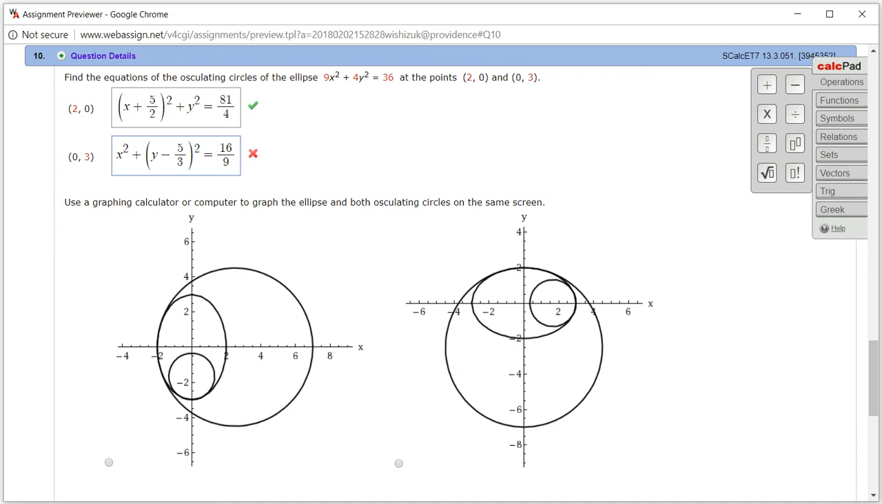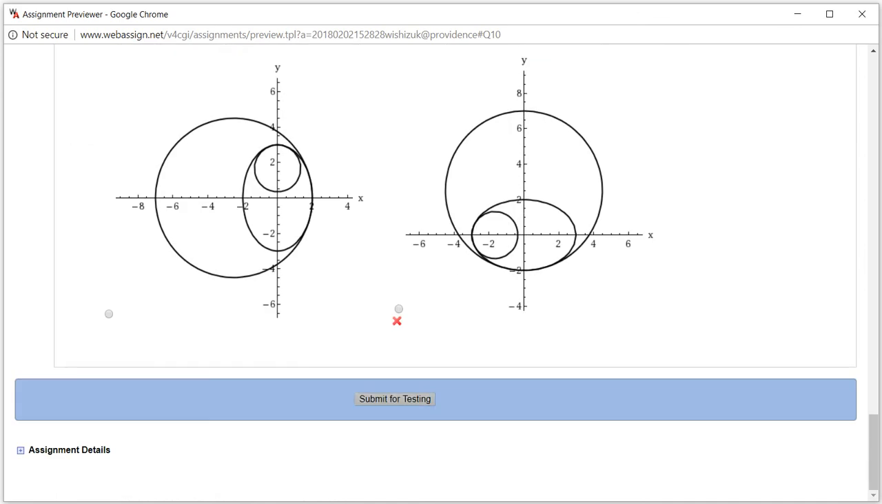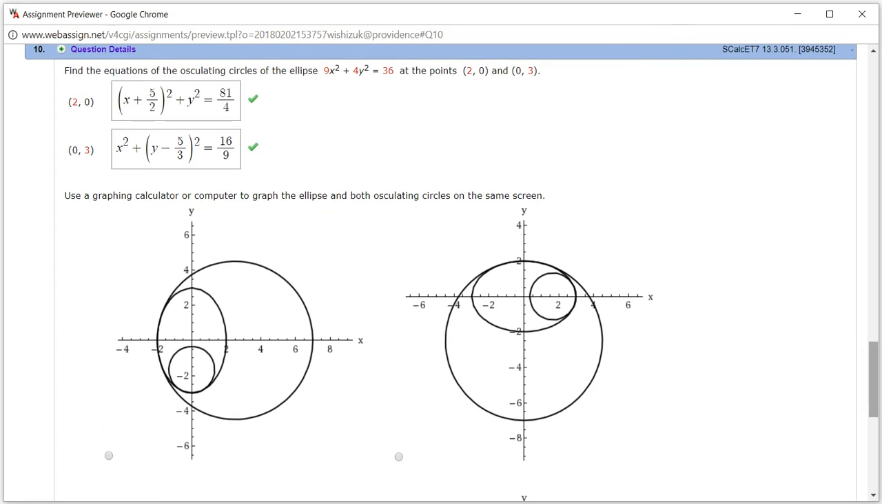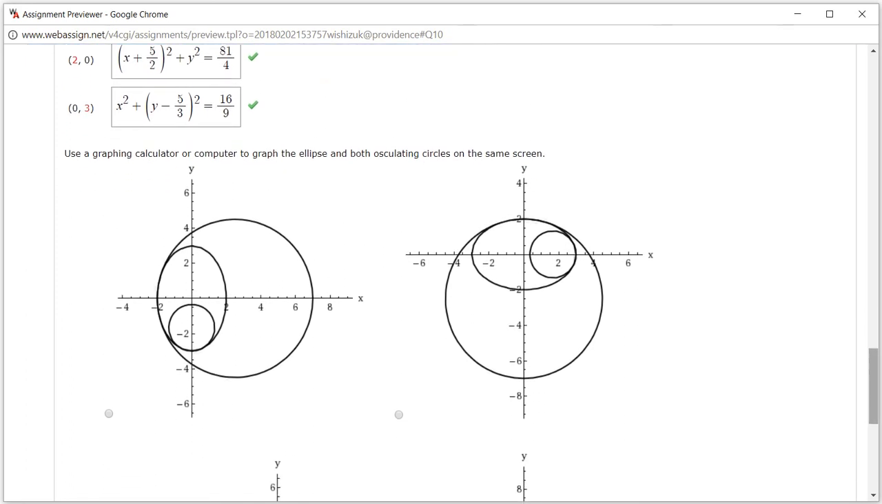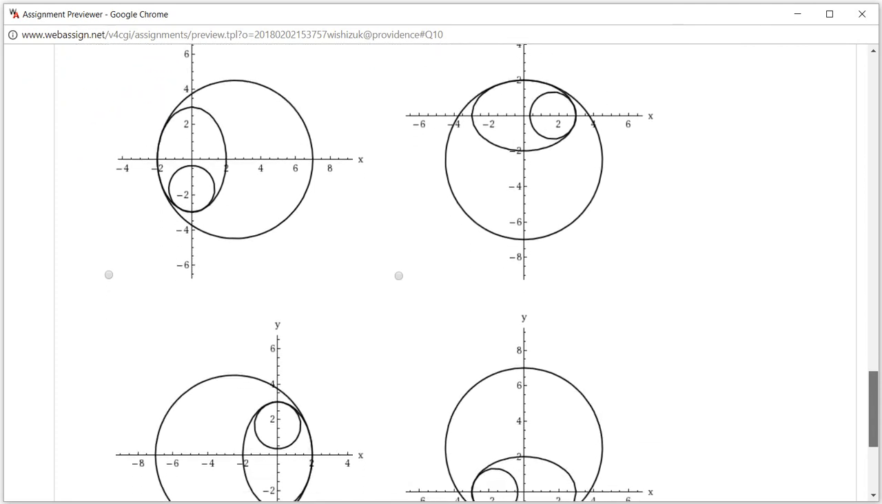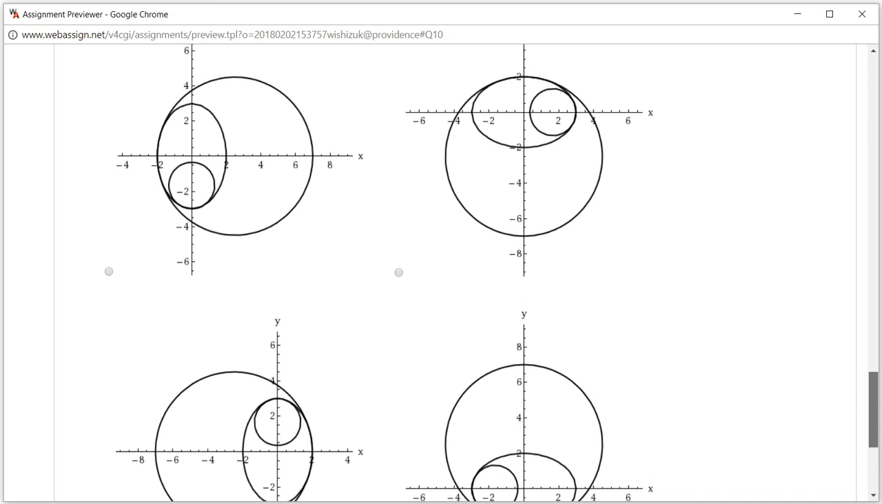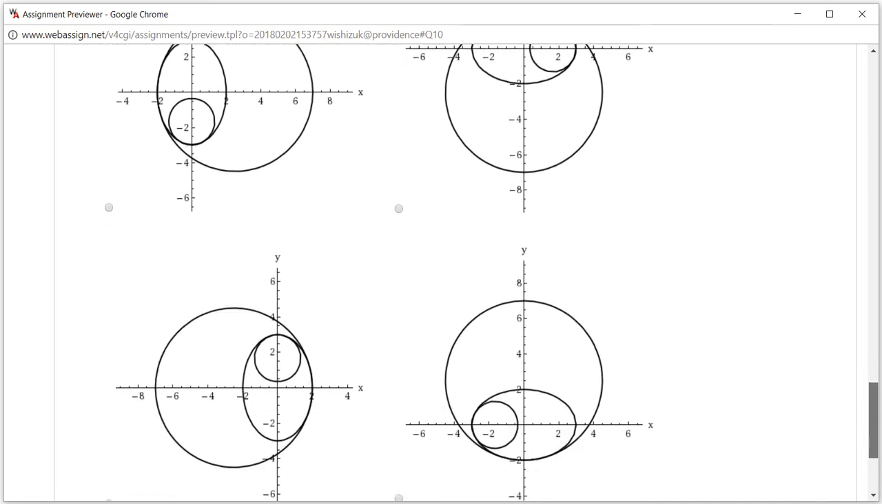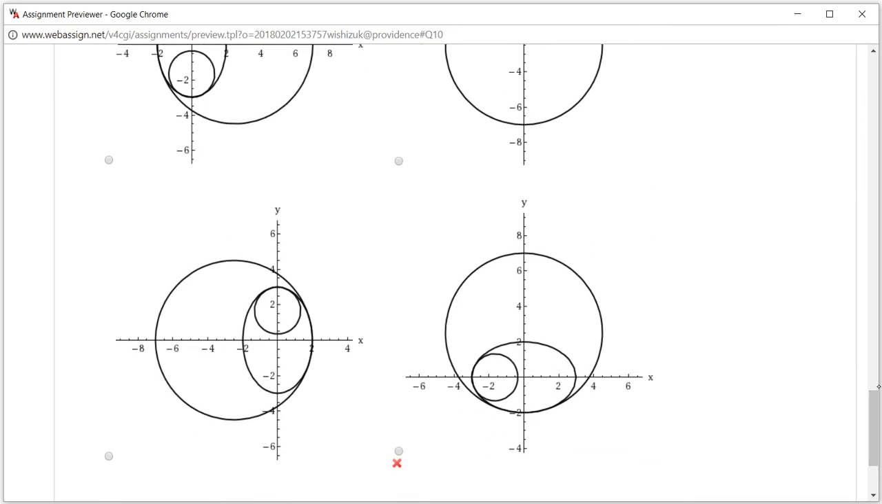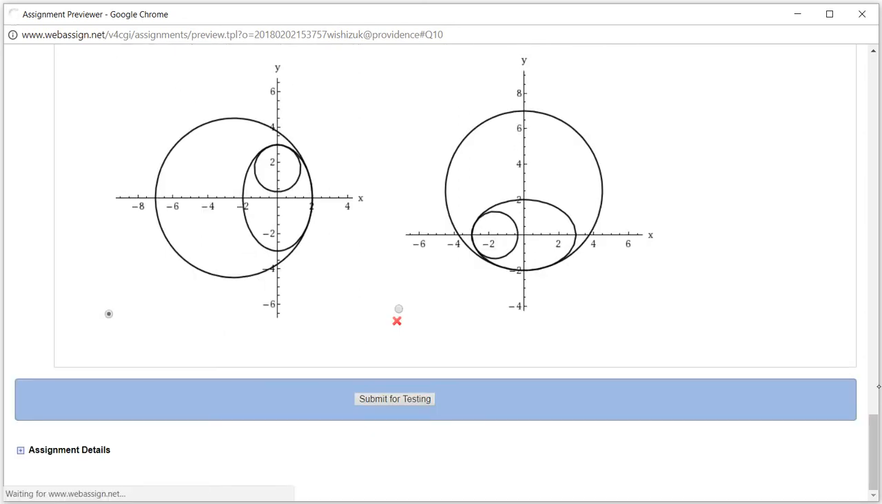All right, so let's check the answer. Submit for testing. All right, it came back and looks like we got this one correctly. All right, so then after that, we just have to choose the correct picture. So it looks like, let's see, the first one and the third one have the correct ellipse. And the correct picture for these oscillating circles would be this one right here, the third one. So I'm going to check that and then submit for testing.